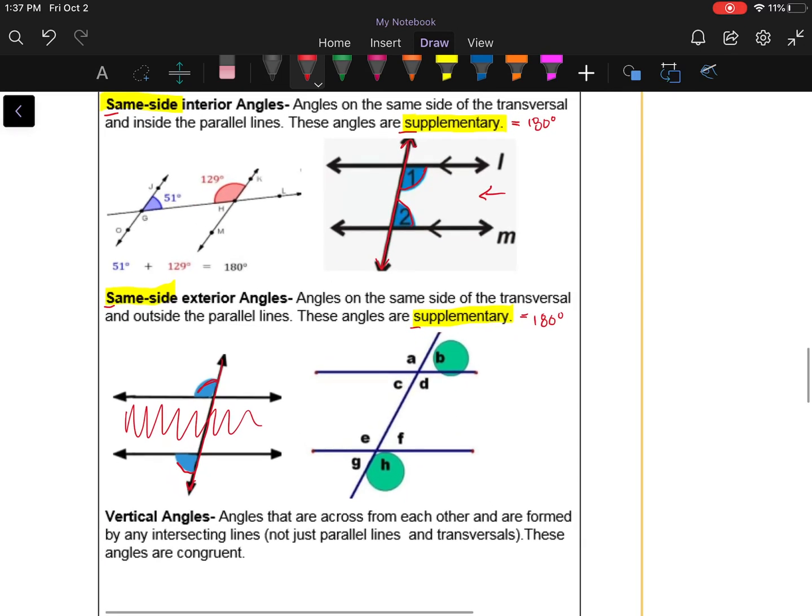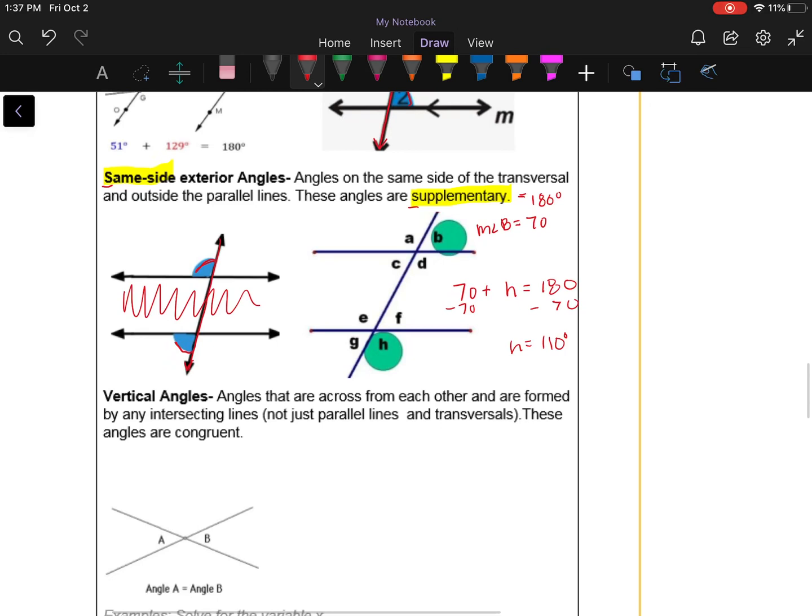Supplementary. So if I said that in this one, the measure of angle B was 70, I could set up the equation 70 plus h equals 180. Subtract 70, h would have to equal 110, because it's supplementary. Awesome. This is the one that's going to be sticking around, even after we're done with this unit.